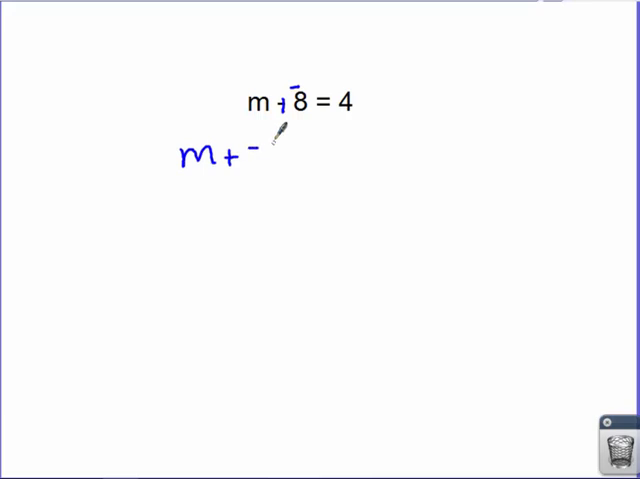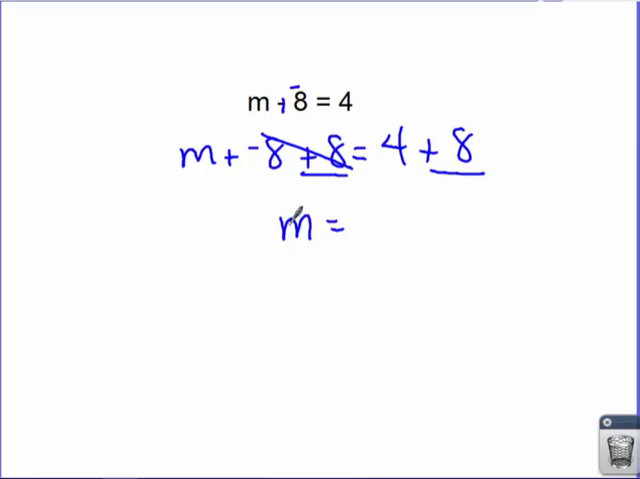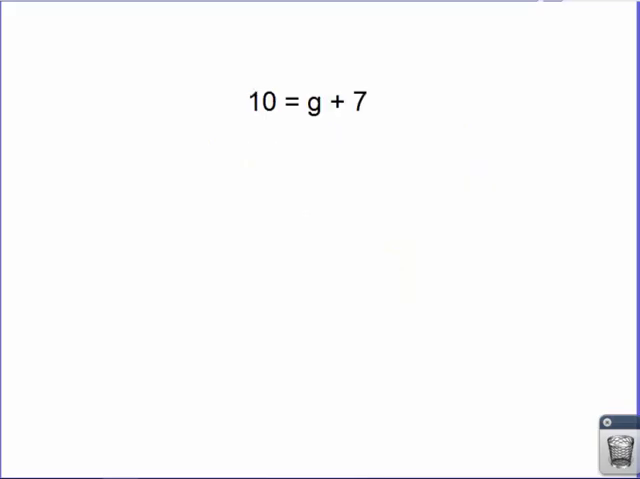So m plus negative 8 plus positive 8. So this is the new thing, equals 4 plus positive 8. Make sure that that's on both sides. So now negative 8 and positive 8, they go away and become a 0. And I'm left with just m on the left-hand side. And now I have 4 plus 8, which gives me 12. So if I were to plug that back in to the original problem that we had up here, 12 minus 8, does that give me 4? And yes, it does. Okay, one last one real quick, and then we'll move on to multiplication and division.